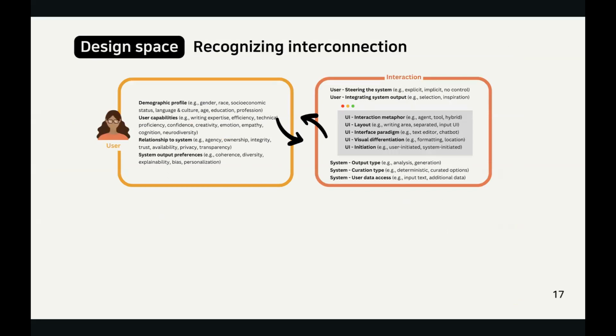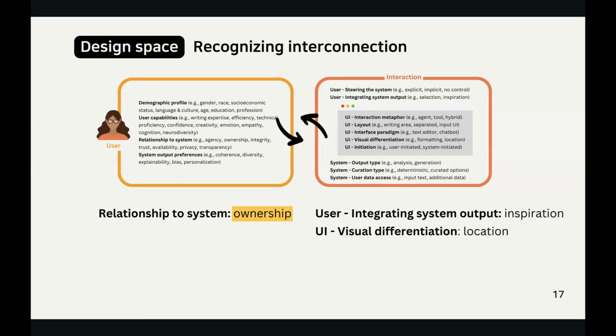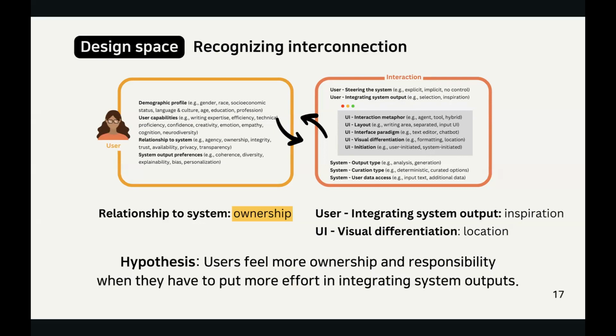Before moving on to a different aspect, I'd like to point out the interconnected nature of these dimensions and codes across aspects. Suppose you're worried that using Co-Author will decrease users' sense of ownership over written artifacts. Maybe one way to mitigate such an outcome is to change how users integrate the system output. Instead of having users select one suggestion and directly inserting it to the current text, the UI can present inspirational system outputs at a different location, so that users need to be more deliberate and write out each and every word that goes into the final artifact. In this scenario, we can form a hypothesis that users feel more ownership and responsibility when they have to put more effort in integrating system outputs.